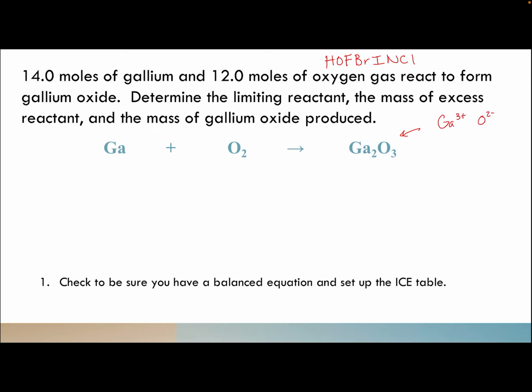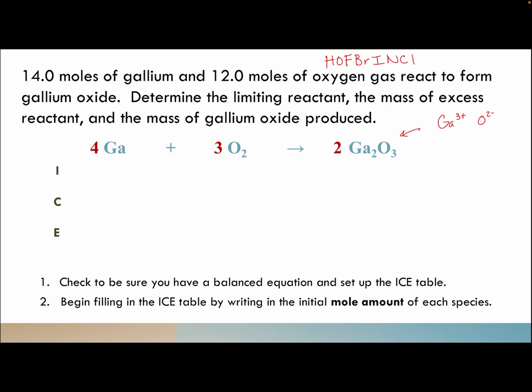Okay, in this class, I'm going to assume that you know how to write reactions, because you should know how to write reactions. And I'm going to also assume that you know how to balance the reactions. So we go through, and we need to make our oxygens equal. They both go to 6, which means that we need a 4 in front of gallium. Okay, so that's the first bit, and then set up the ICE table, ICE.